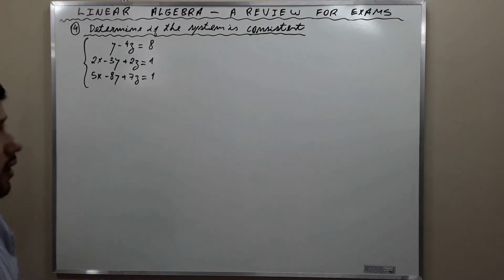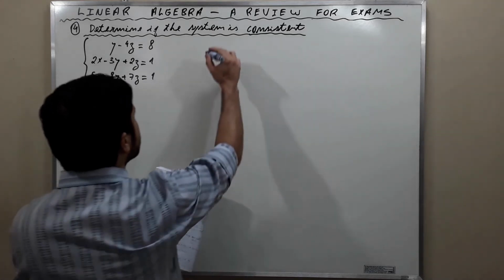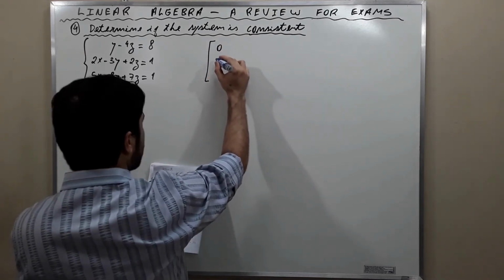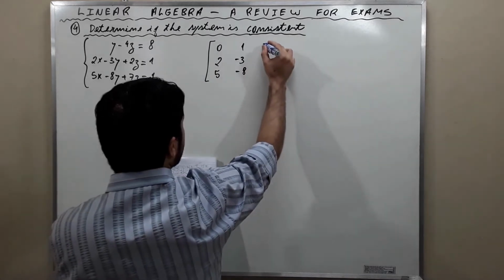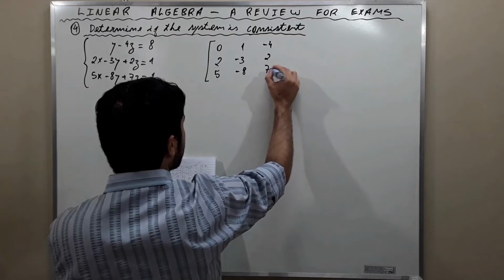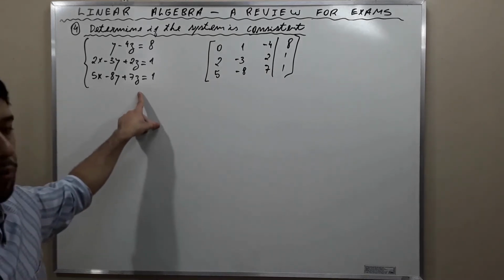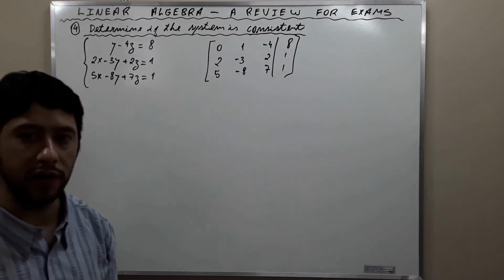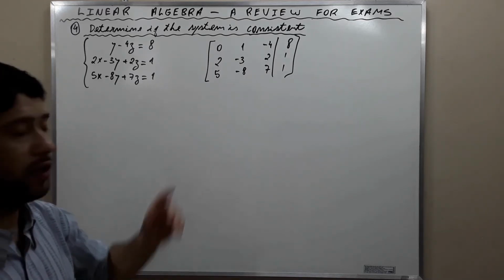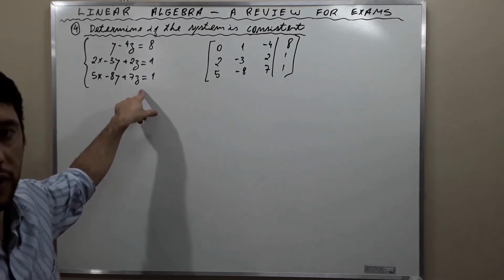Okay, and to determine whether this system here is consistent or not, we are going to operate on the rows of the augmented matrix. This is the augmented matrix that represents this system here. We are going to operate on the rows of the augmented matrix to determine whether the system is consistent or not, if there is a solution to this system. A triplet of x, y, and z that simultaneously satisfies these three equations.